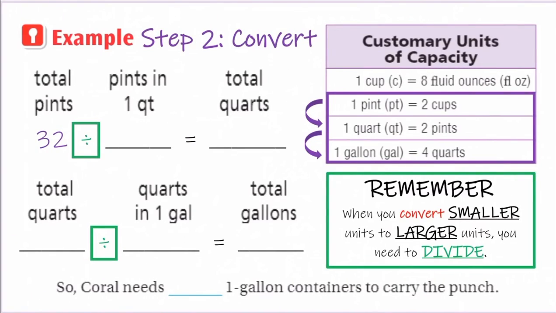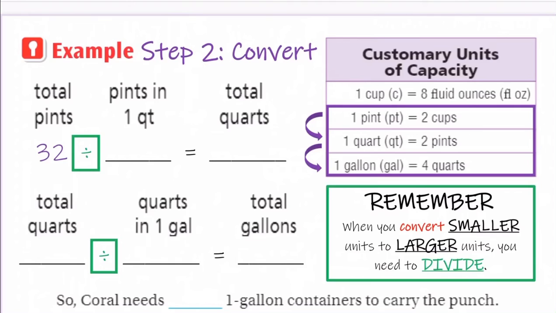So, we want to convert pints into quarts. Looking at the quarts, there are 2 pints in 1 quart, so we're going to divide by 2. So we get 16. And then we're going to take those 16 quarts and divide by how many quarts are in a gallon? We know that there's 4, right? Because quart means 4. So there's 4 total gallons.